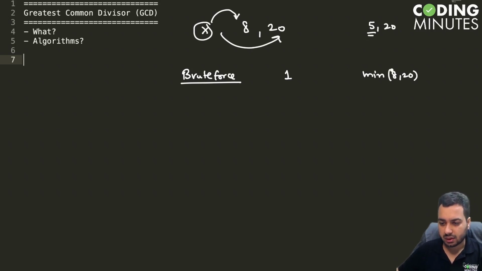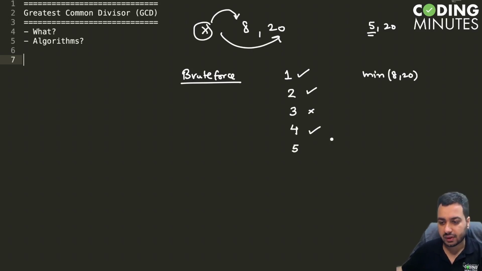So let's talk about 1. Does 1 divide both? The answer is yes. So 1 can be a possible answer, but we need the greatest number. So let's go to 2. 2 divides both 8 and 20, so 2 can be an answer. Let's increment our number. Let's talk about 3. Does 3 divide both 8 and 20? The answer is no. Let's talk about 4. 4 does divide 8 and 20. So 4 can be an answer.